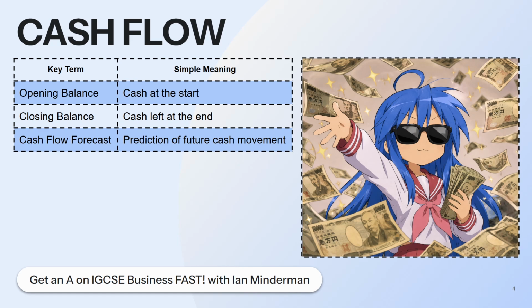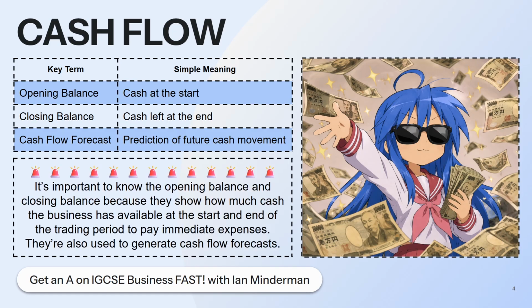Oh, yeah. So, when it comes to cash flow, these are the key terms that you need to understand. As we've already said, opening balance is cash at the start of the trading period, usually month to month, and the closing balance is cash left at the end of the trading period. And cash flow forecasting, which is what we're about to look at, is the prediction of future cash movement. It's important to know the opening balance and the closing balance because they show how much cash the business has available at the start and end of the trading period to pay immediate expenses. They're also used to generate cash flow forecasts. Yeah, we're gonna have to generate a cash flow forecast. Don't worry, you're gonna like it.